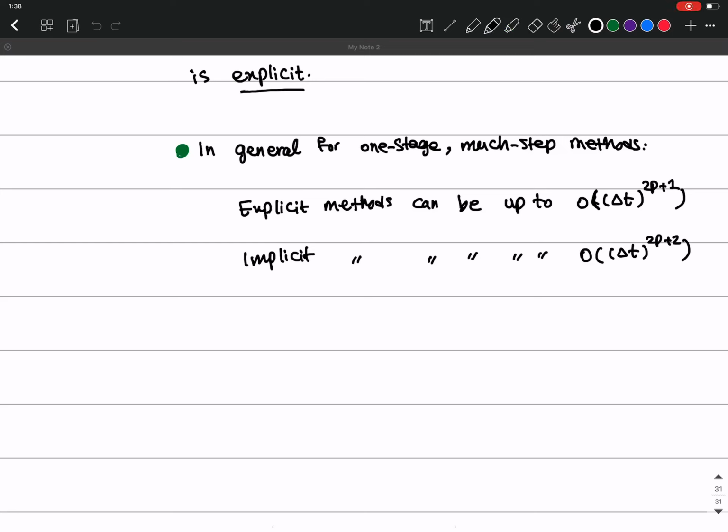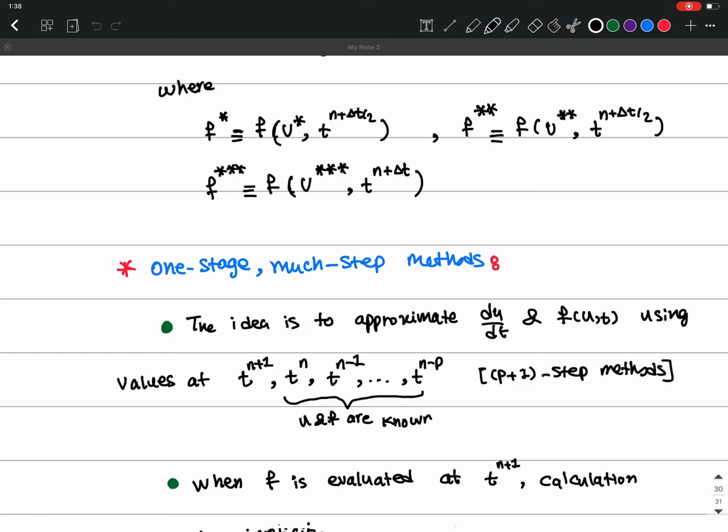Okay, hello everyone. Today we are going to continue the one-stage multi-step methods that we introduced last time, and in particular, I am going to introduce the Adams-Bashforth method and the Adams-Moulton method as two examples of these one-stage multi-step methods. Okay.